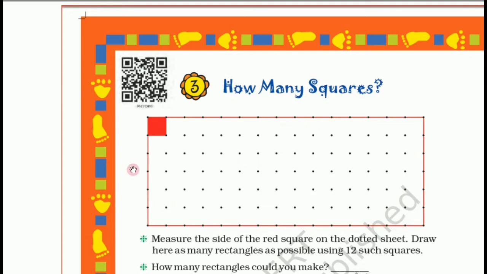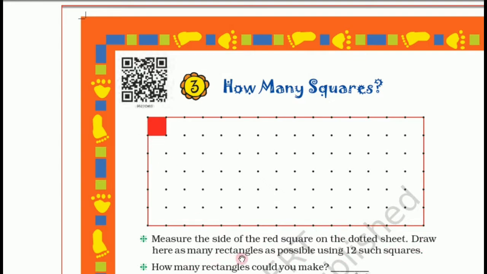So in the beginning of the lesson, one dotted sheet is given. And below this dotted sheet, one question is given: measure the side of the red square. So this is the red square, so measure the side of the red square. You can measure this red square with a scale.